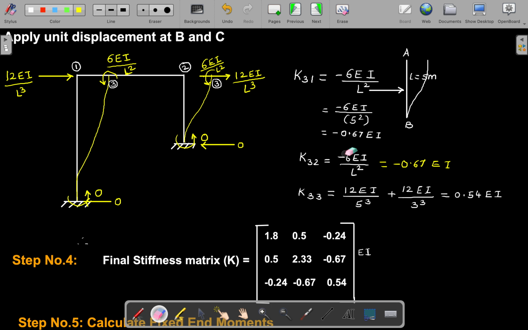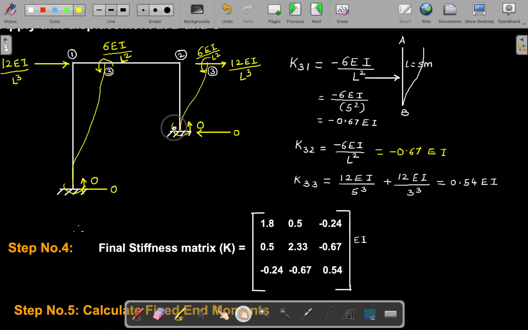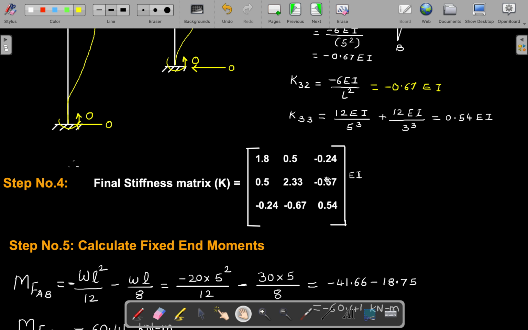So here K33, because of 3, what is happening in the third direction, and the third direction is of swaying. So 12EI by L cube. This plus this, you will add both of them, and the value is 0.54 EI. Once you have done this, you get the corrected stiffness matrix like this.